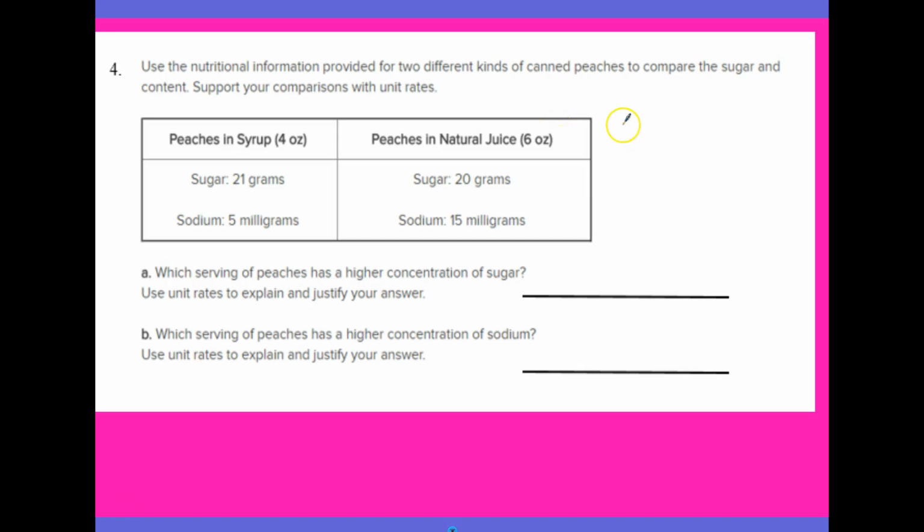going to put 21 divided by 4, because there's 21 out of 4 ounces, and then there is 20 divided by 6 for my next one. So this will get me an answer of 5 1/4, and this will get me 3.3 repeating. So I know that this is going to be the larger fraction, so this is going to have more sugar, because 21 grams of sugar in only 4 ounces is going to be higher than 20 grams of sugar in 6 ounces, okay? So I'm going to have peaches in syrup, okay?